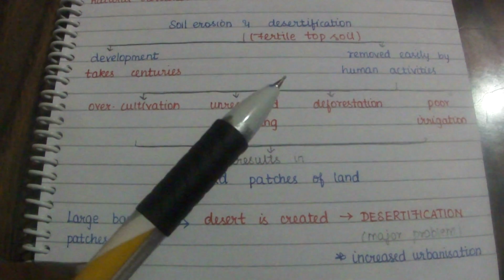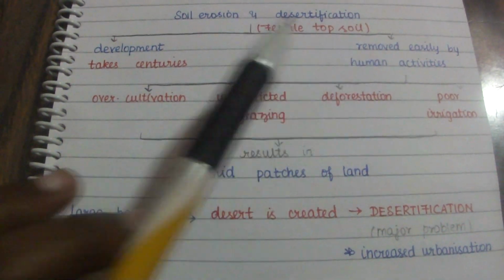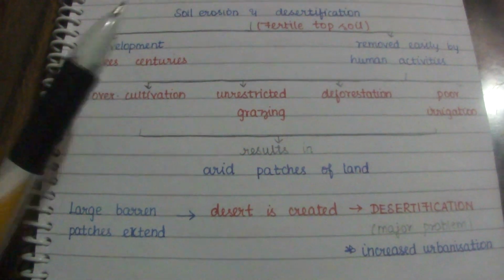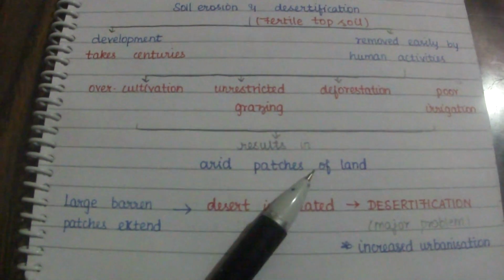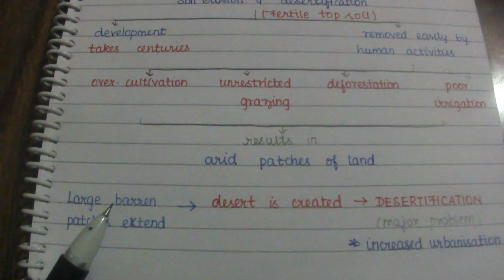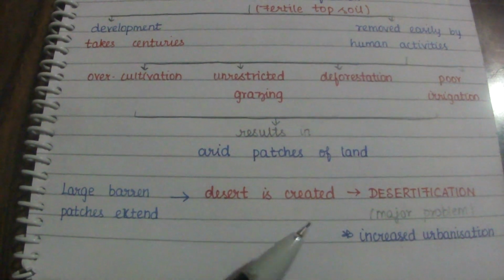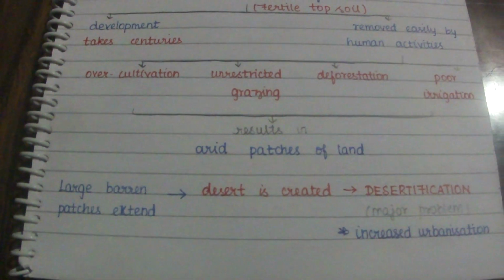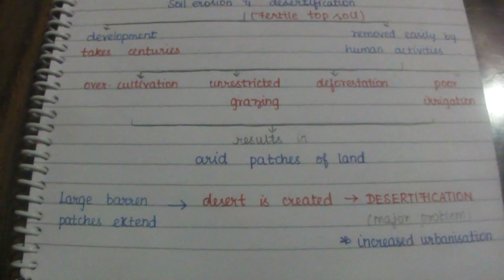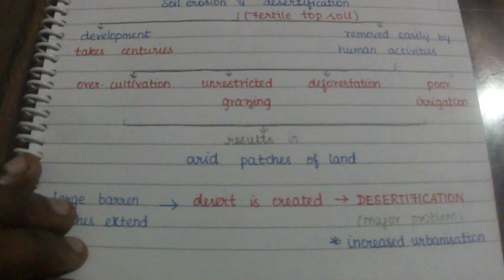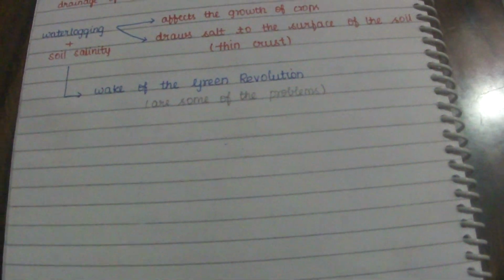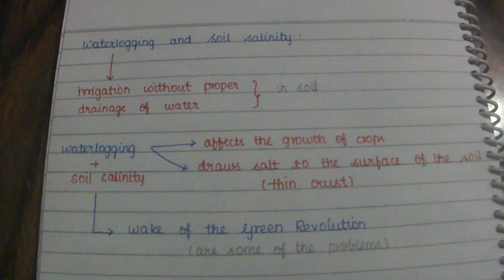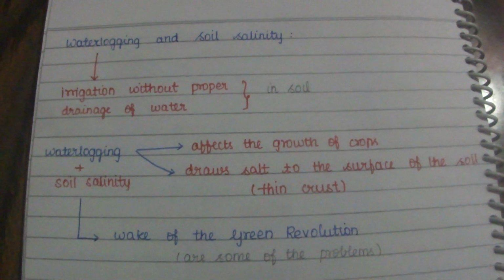In soil erosion, the fertile topsoil takes centuries to develop, but it is removed easily by human activities. When these patches removed by human activities enlarge or extend, then a desert is created. This desert creation leads to desertification, which is now a major problem for the environment, mainly caused due to urbanization.